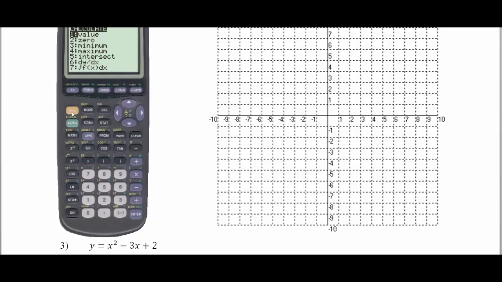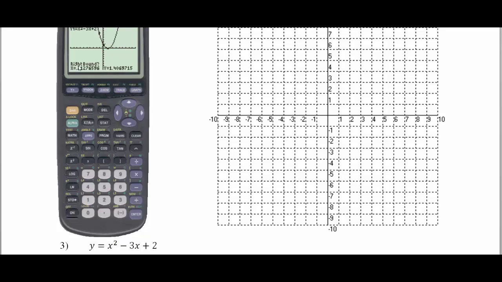And what I do when I go second trace, it brings up this menu, and what I can do is find the minimum, or that vertex on that parabola. So if I hit enter on minimum, it's going to ask for the left bound. Now what I need to do is bring my cursor to the left side and hit enter. Now what that does is it creates a little stopper or a wall there, and it basically is going to look to the right of that spot for the smallest part of your parabola.